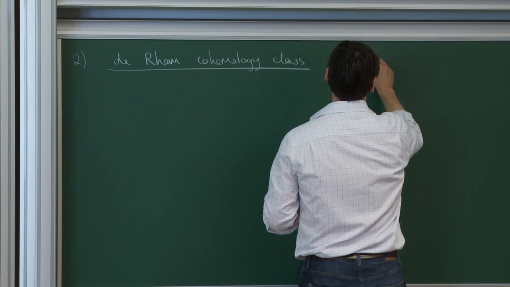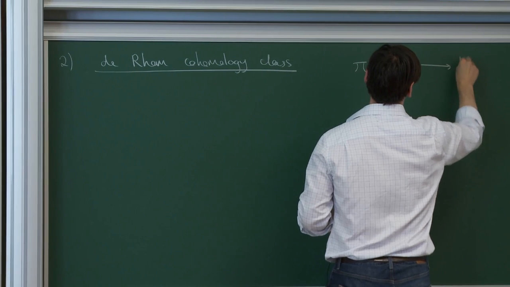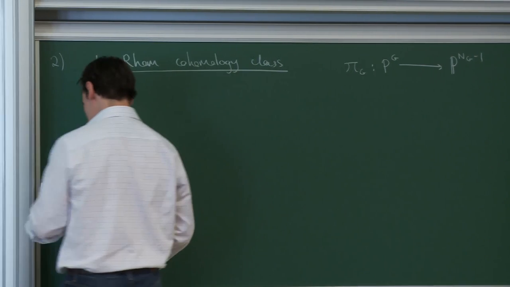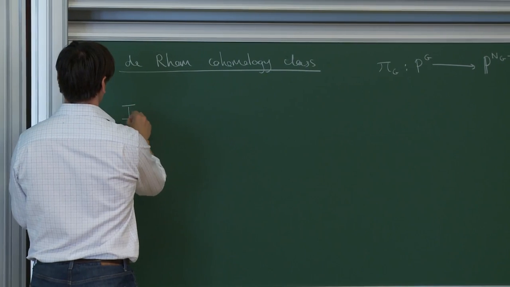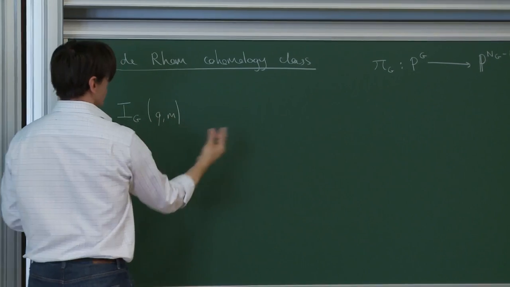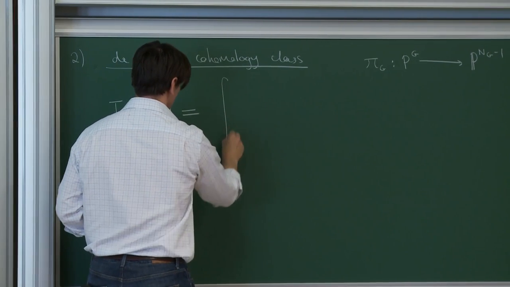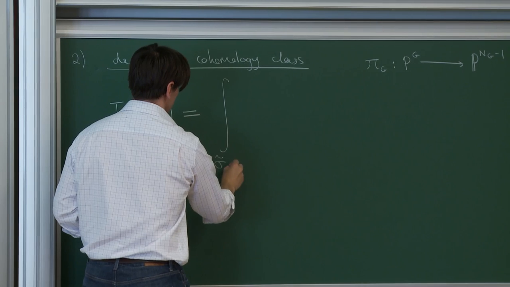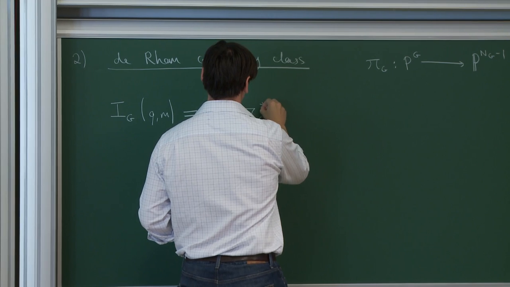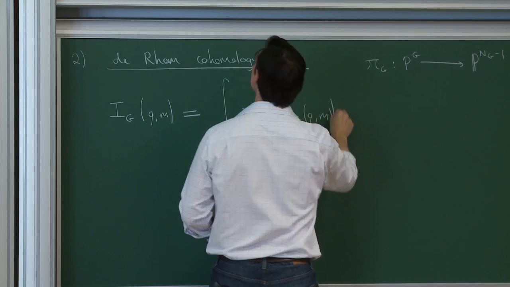Okay, so recall that pi_G is the map from this blown up space, the blowdown to projective space. And we want to write our Feynman integral, Q, M, we want to pull it back to the space upstairs. So we're going to integrate over the Feynman polytope, and we're going to integrate the pullback of the differential form omega_G,Q,M.